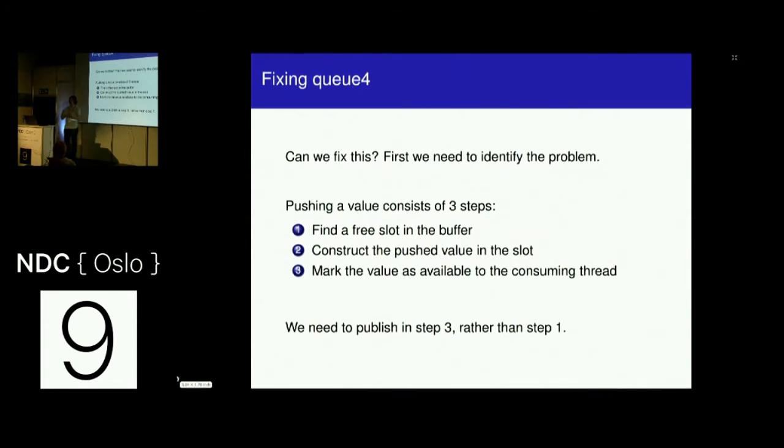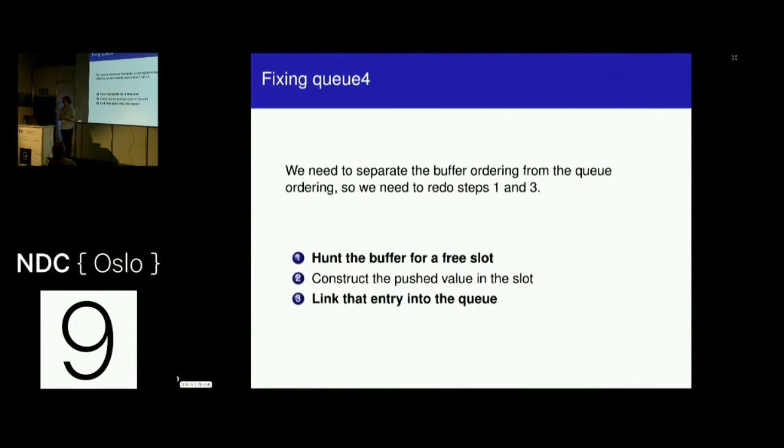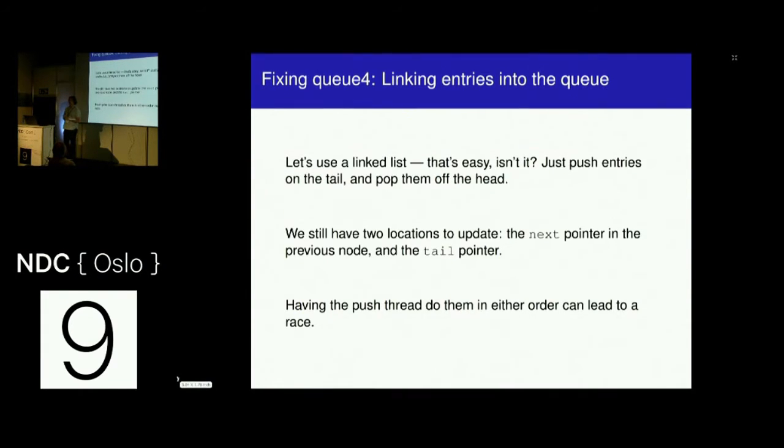So is there a way that we can manage that? To do that, we need to sort of separate the buffer ordering from the queue ordering. So we need to redo the steps. And so you might think, okay, can we hunt the buffer for a free slot, and then construct the push value into the slot, and then link that entry into the queue? Is there a way of doing that, you might think? And fundamentally, the answer is, well, you're going to have to end up using some form of linked list.